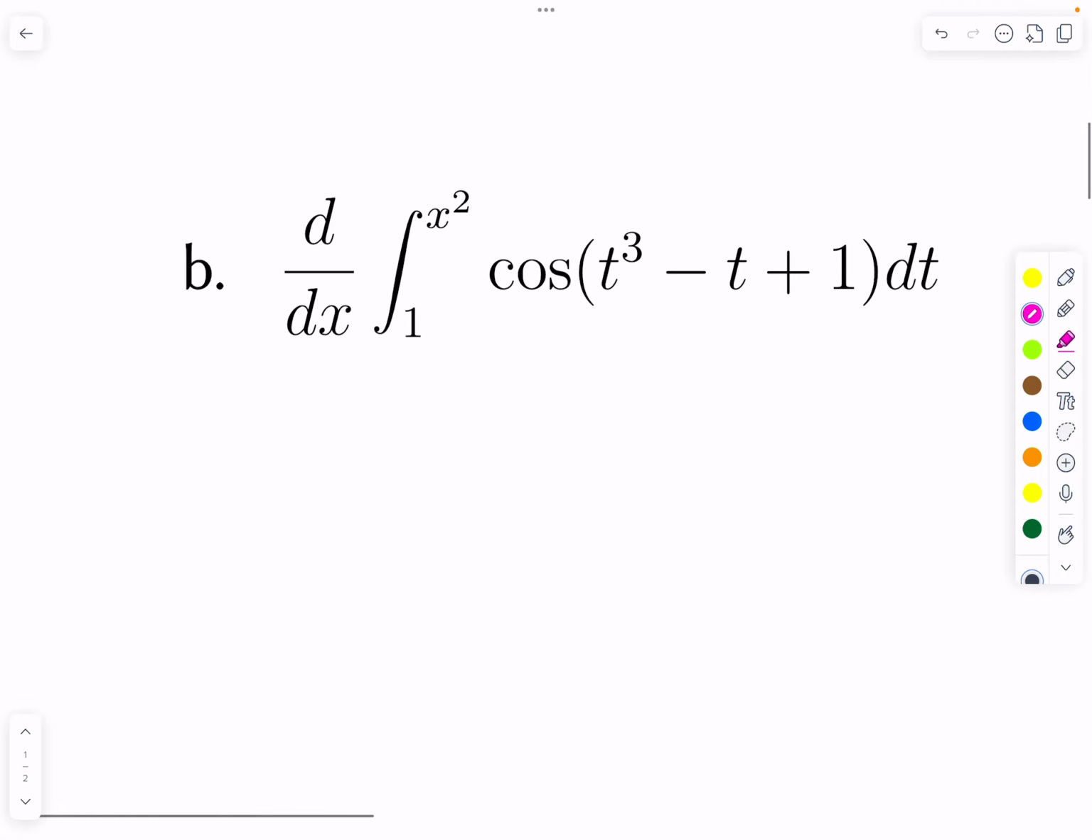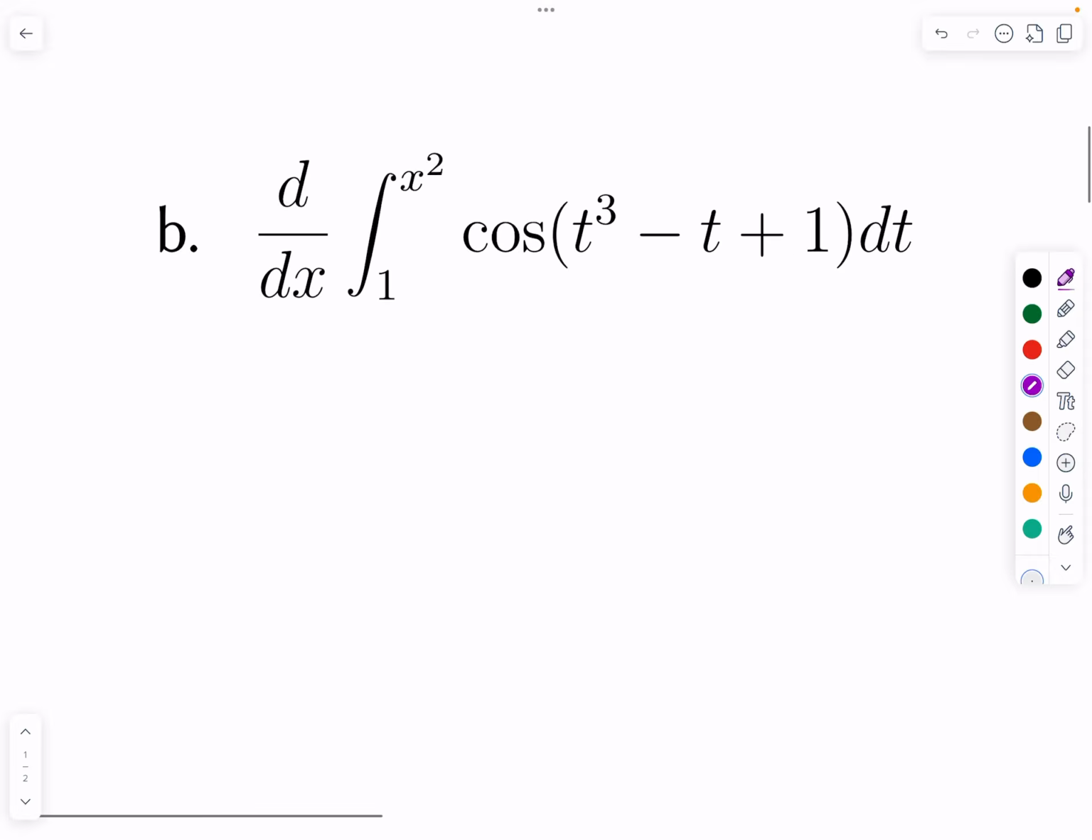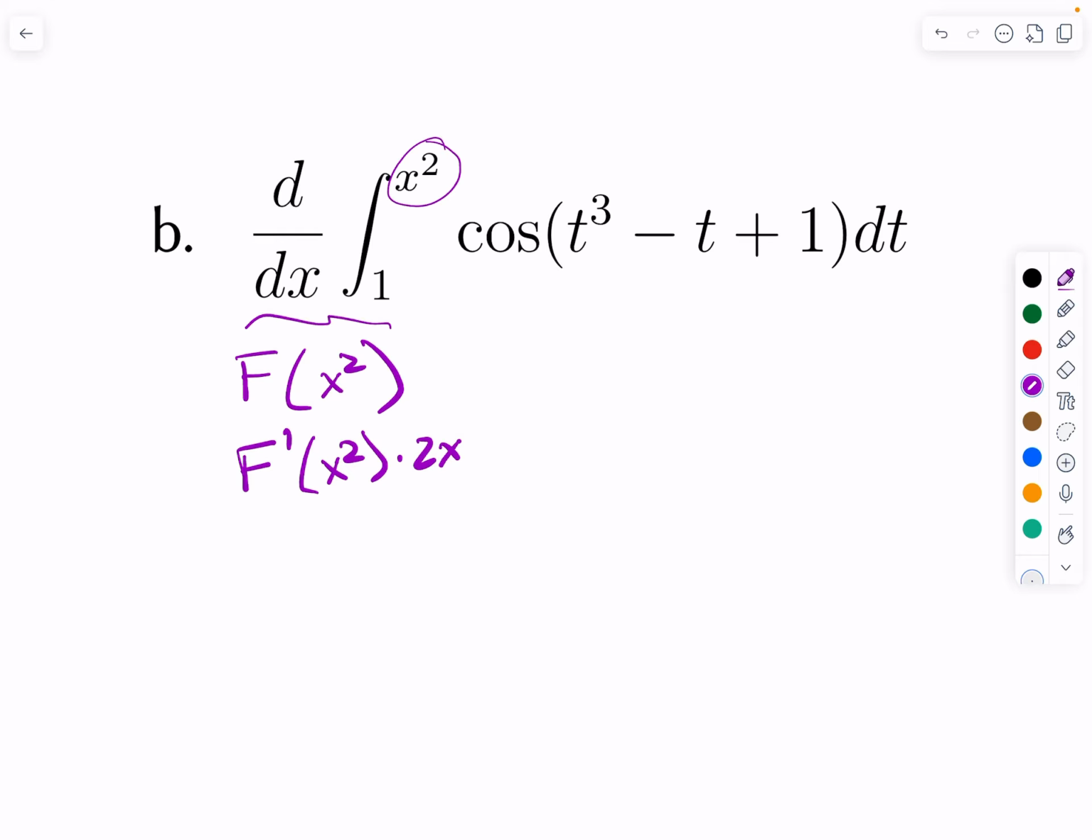So what happens if you don't have x at the top, instead it's x squared? Well, what we're going to do is we're going to employ the chain rule. Bear in mind that we're doing the derivative of a function that's evaluated at that point. So the easy way to think about this is that if you have this f and you do the derivative, you're going to get the derivative evaluated at x squared times the derivative of x squared. So this is kind of in the back of your mind when you're doing this.